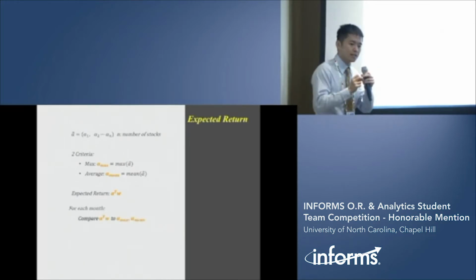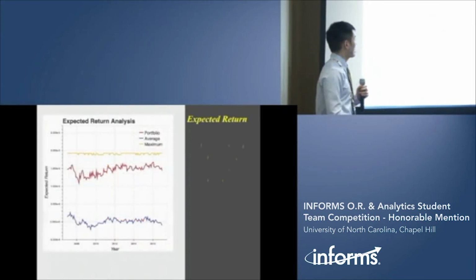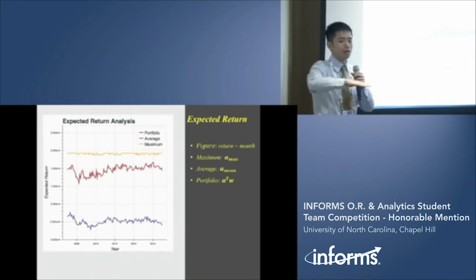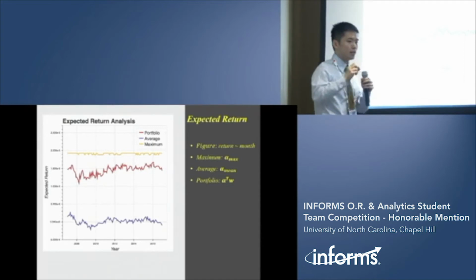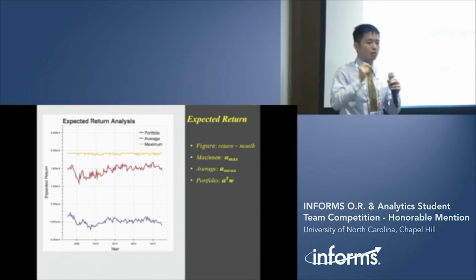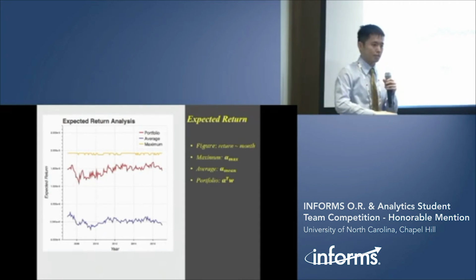So now let's see how our portfolio compared to that alpha bound and the average. We plot our results across the entire time span of all the data set. The yellow is the alpha max, which is the alpha bound, our portfolio is in red, and the average is in blue. So we can find that our portfolio is really close to the alpha bound and beats the average substantially.